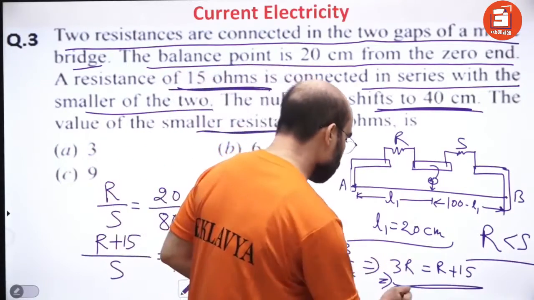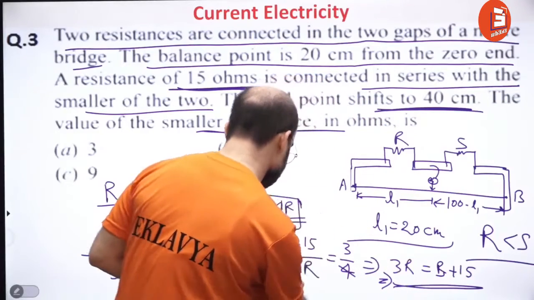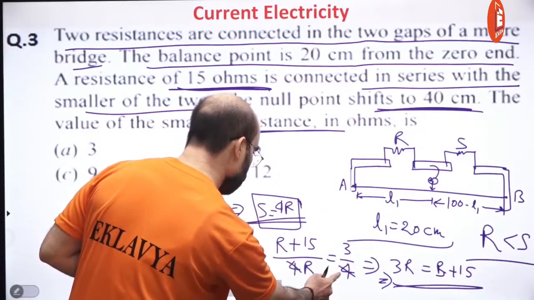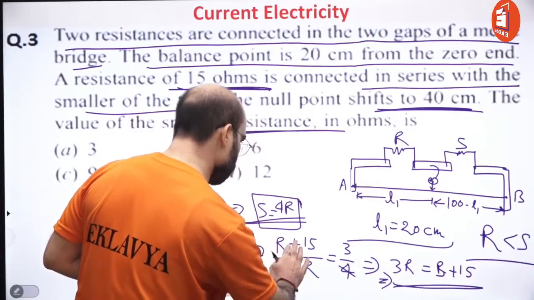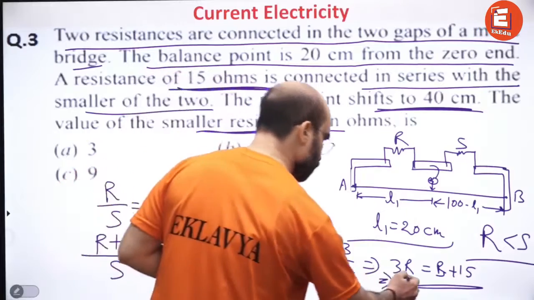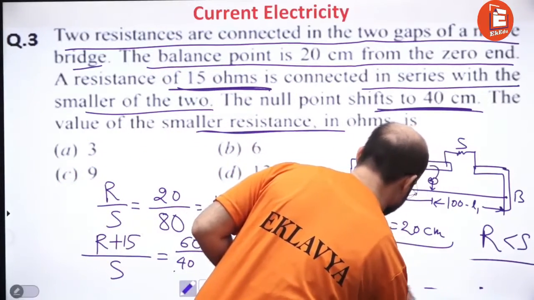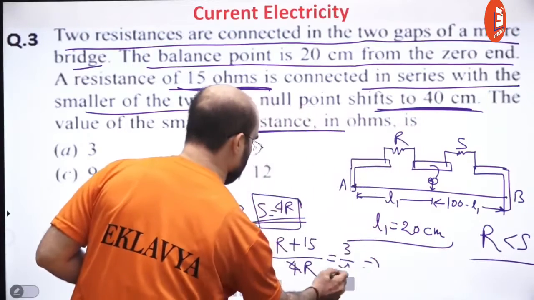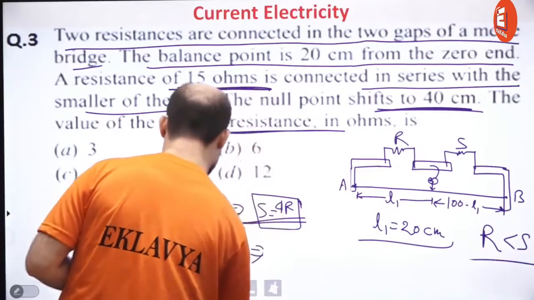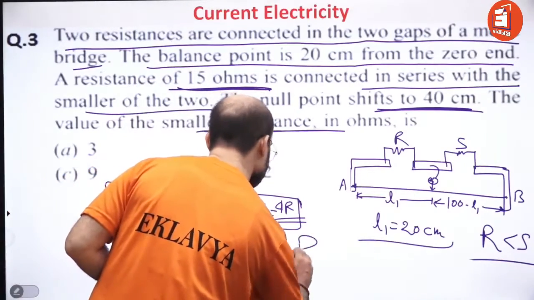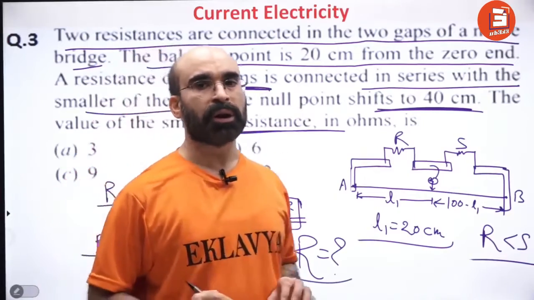We have to solve it. It is going to be what? Let us take this 3R equals R plus 15. So this we have to take into account. The value of R we need to find out, right? So this is a simple calculation, right?